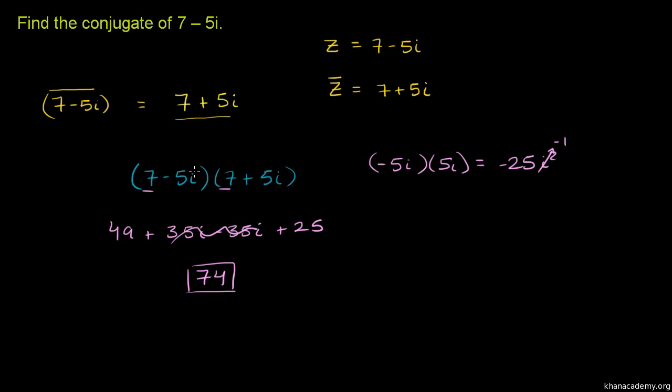Another way to do it, you don't even have to do all this distributive property. You might just recognize that this is something minus something times that same something plus something. And we know this pattern from our early algebra, that a plus b times a minus b is equal to a squared minus b squared, a difference of squares. And so in this case, a is 7, a squared is 49, and b in this case is 5i. b squared is 5i squared, which is 25i squared, which is negative 25. And we're subtracting that, so it's going to be positive 25. You add them together, you get 74.